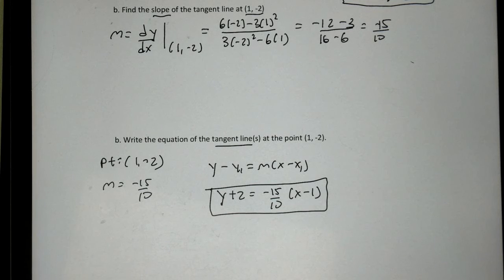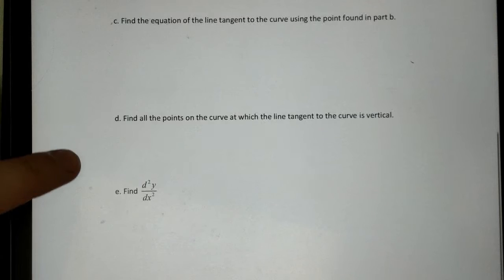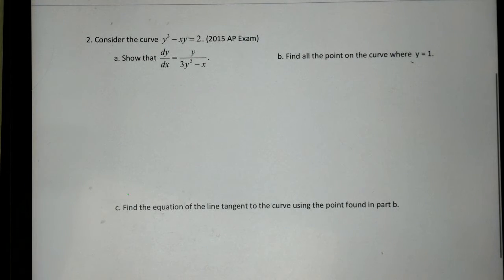There's our first example right there. All right, let's take a look at example number 2. Last one. So it says, consider the following curve. Now this is from the actual AP exam. This is from the 2015.